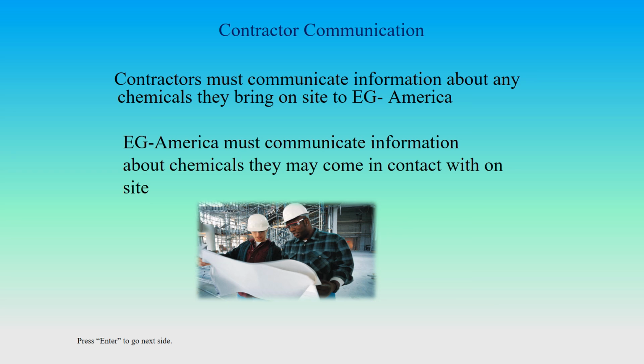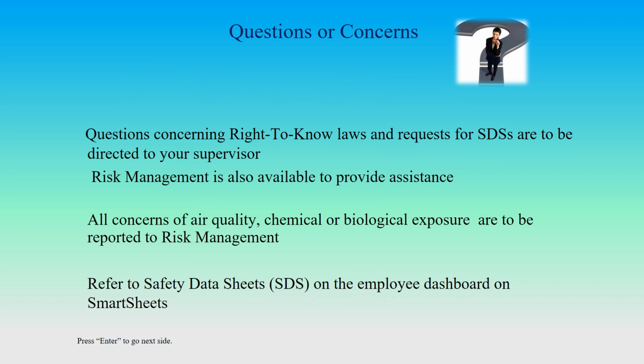Contractor communication. Contractors must communicate information about any chemicals they bring on site to EG America. EG America must communicate information about chemicals they may come in contact with on site. Questions and concerns. Questions and concerns, right to know laws, and requests for safety data sheets are to be directed to your supervisor. Risk management is also available to provide assistance. All concerns of air quality, chemical, or biological exposure are to be reported to risk management.